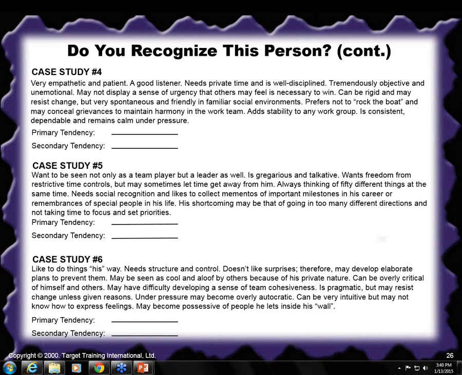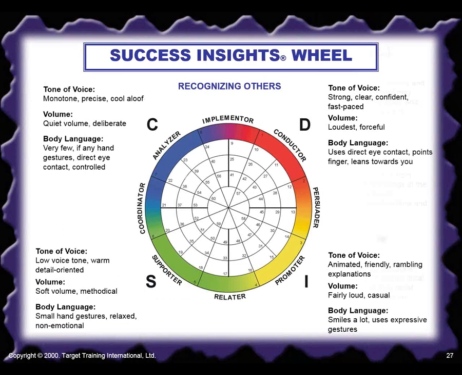Under pressure, may become overly autocratic. Can be very intuitive, but may not know how to express feelings. May become possessive of people he lets inside his wall. So the primary tendency is going to be C, and if there is anything else, it could be an S, just because I don't see anything as being extroverted here. Okay, so those are things which are easy to understand once you are paying attention to the person.